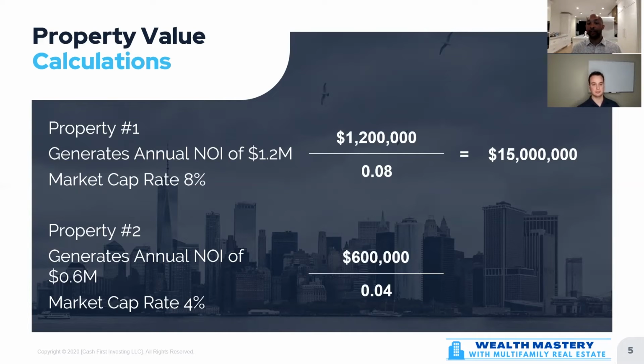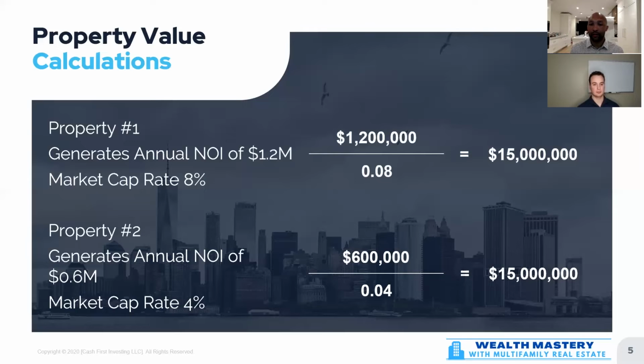You take $600,000 and you divide it by 4%, right? You get $15 million. So you see the power of the cap rate. This property is generating half the income, but the value is the same. So if you increase that income for this 4 cap deal, your value is going to pop even more.